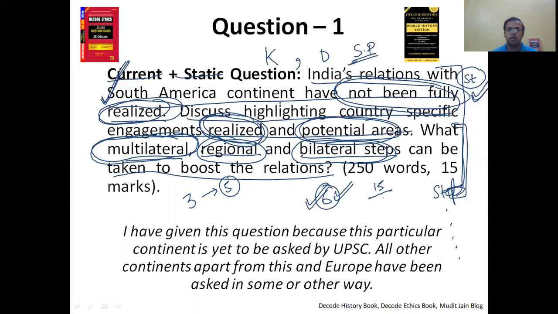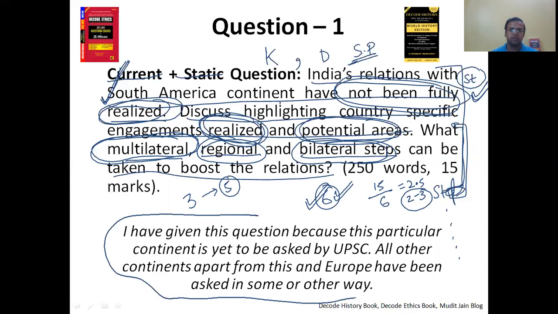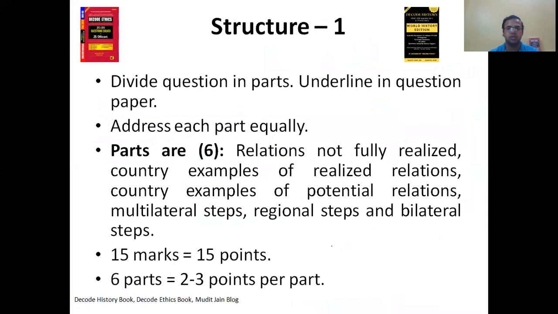So 15 marker question and 6 subparts means you have to write only 2.5, that is 2 or 3 points per part. So more the number of subparts you identify, it becomes easier to handle the question. Now, here I have written a disclaimer that I have given this question because this particular continent is yet to be asked by UPSC, as you have already seen in the analysis.